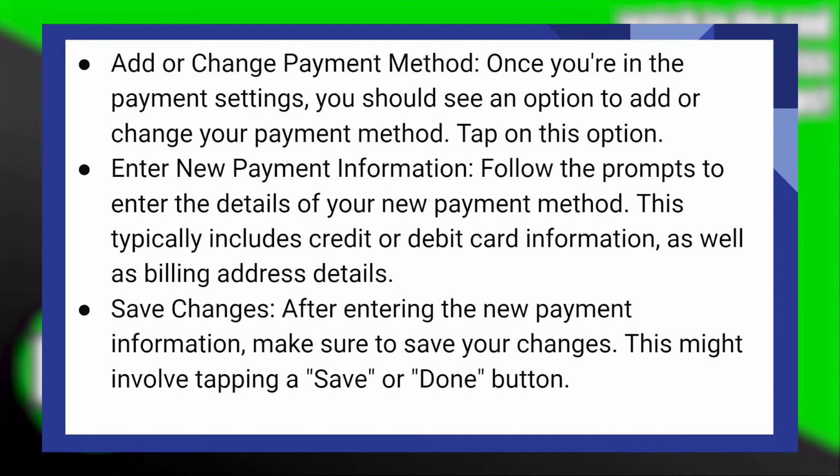Once you are in the payment settings, you should see an option to add or change your payment method. Tap on this option. Follow the prompts to enter the details of your new payment method. This typically includes credit or debit card information as well as billing address details.